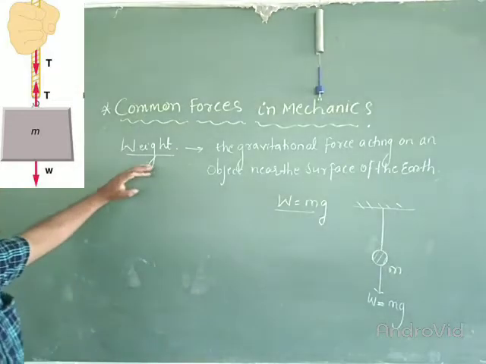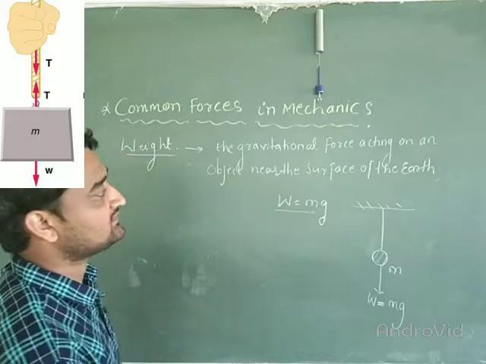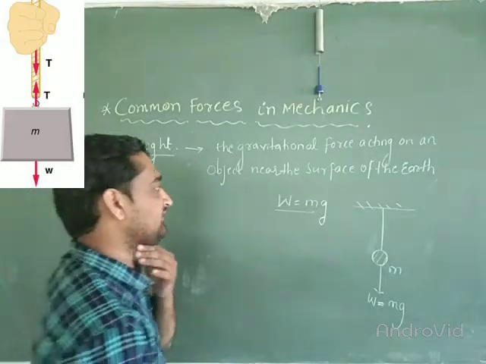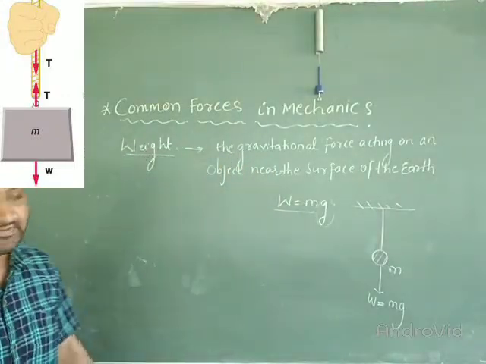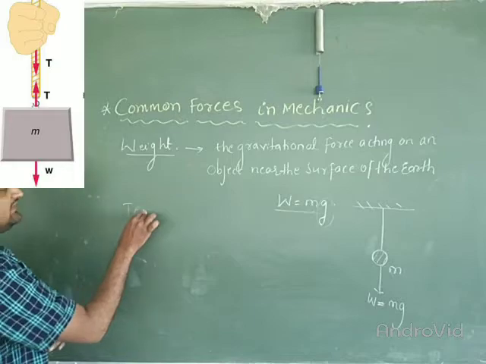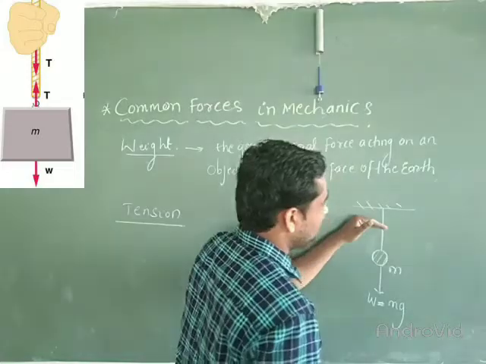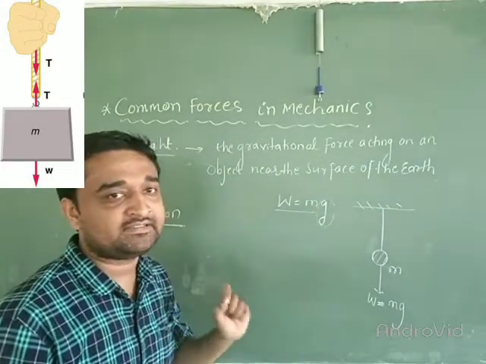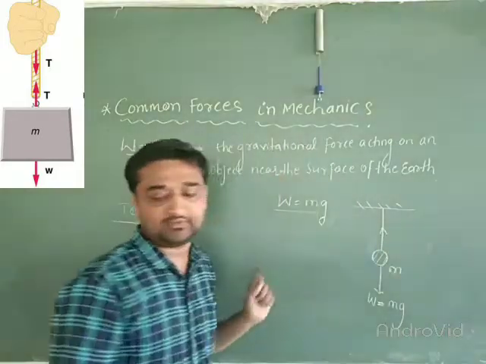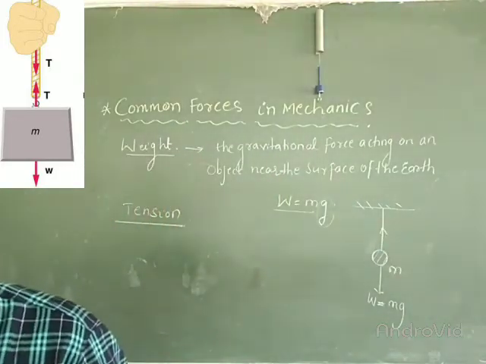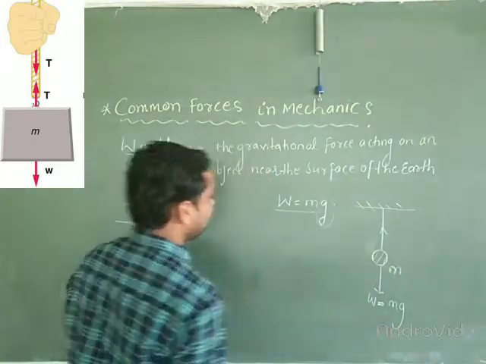Now this is one of the forces in mechanics, that is weight, the gravitational force acting on the object near the surface of the earth. Why do we call it the gravitational force, right? Because the acceleration due to gravity is acting on it. Now the second force is the tension, right? So this object is held here under the tension. This tension acts in the upward direction, right? What is meant by the tension here? The force exerted by the string is called the tension.